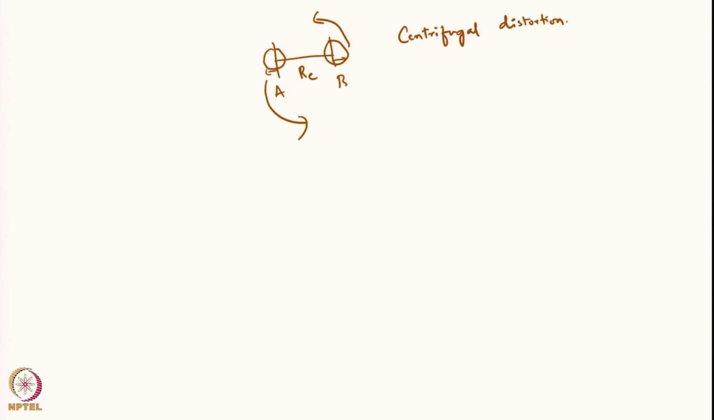One starts getting centrifugal distortion and you will see the faster you rotate, the more will be the centrifugal distortion. Of course, you will realize that for the J is equal to 0 state, the rotational energy is essentially 0. That means for J is equal to 0 there will be no centrifugal distortion.